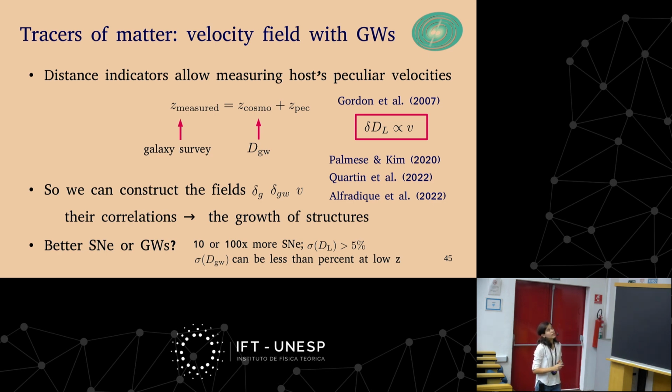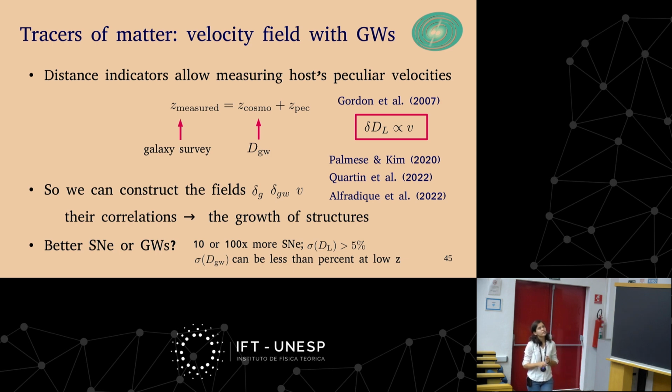And so with bright sirens, there is something very special, which is you can measure both distance and redshift, and that gives you information on the peculiar motions of their host galaxies. Why? Because if you measure the redshift and you measure the distance, you know which part of the redshift is due to just the cosmological redshift because of the expansion of the universe, and the excess of redshift that you eventually measure is because there is some peculiar motion, some motion of the galaxy with respect to the Hubble flow. And so these bright sirens can be used to measure what is called the velocity field of the galaxies, okay? And also the density field of the galaxies, as I said.